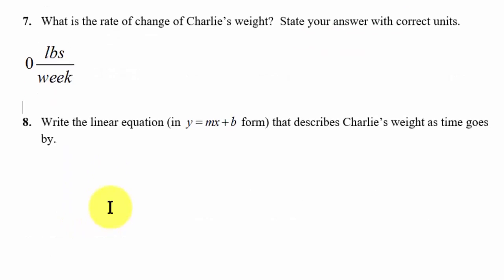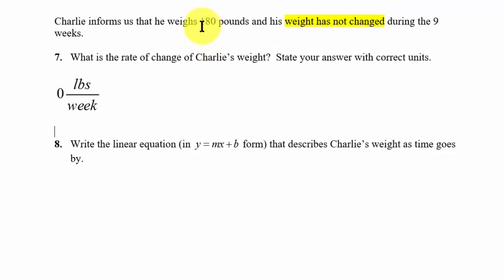If I look at question number 8, write the linear equation in the form of y equals mx plus b. So again, his initial weight was 180 pounds. So my b would be 180. And the slope, or the average rate of change, would be 0. So we have all of the components we need to write the linear equation describing Charlie's weight. So it would look like this: y equals 0x plus 180, right? Because the slope was 0, the 180 was his initial weight. So I think we can also write this as just simply y equals 180. Right, there's no need to show the 0x.